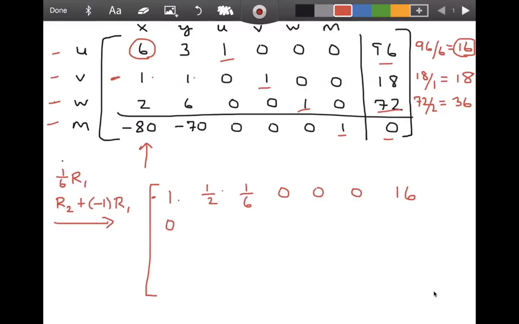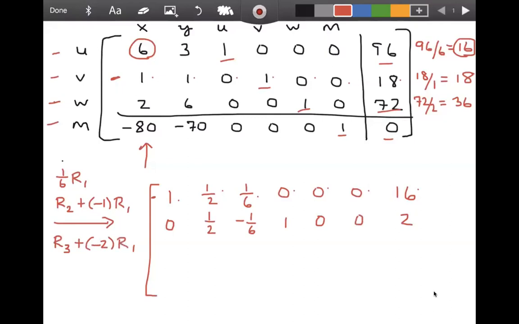1 minus 1/2 is 1/2. 0 minus 1/6 is -1/6. 1 minus 0 is 1. 0 minus 0 is 0. 0 minus 0 is 0. And 18 minus 16 is 2. Okay. So that's our new and improved row 2. For row 3, I'm going to change row 3 by adding -2 times row 1.